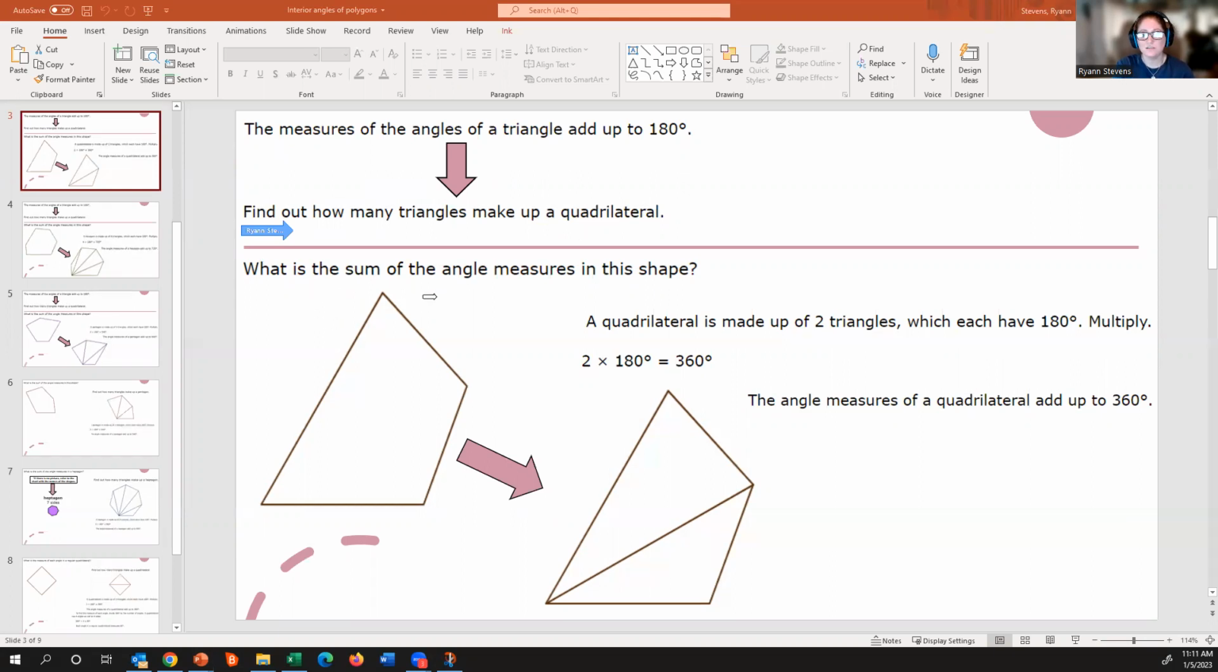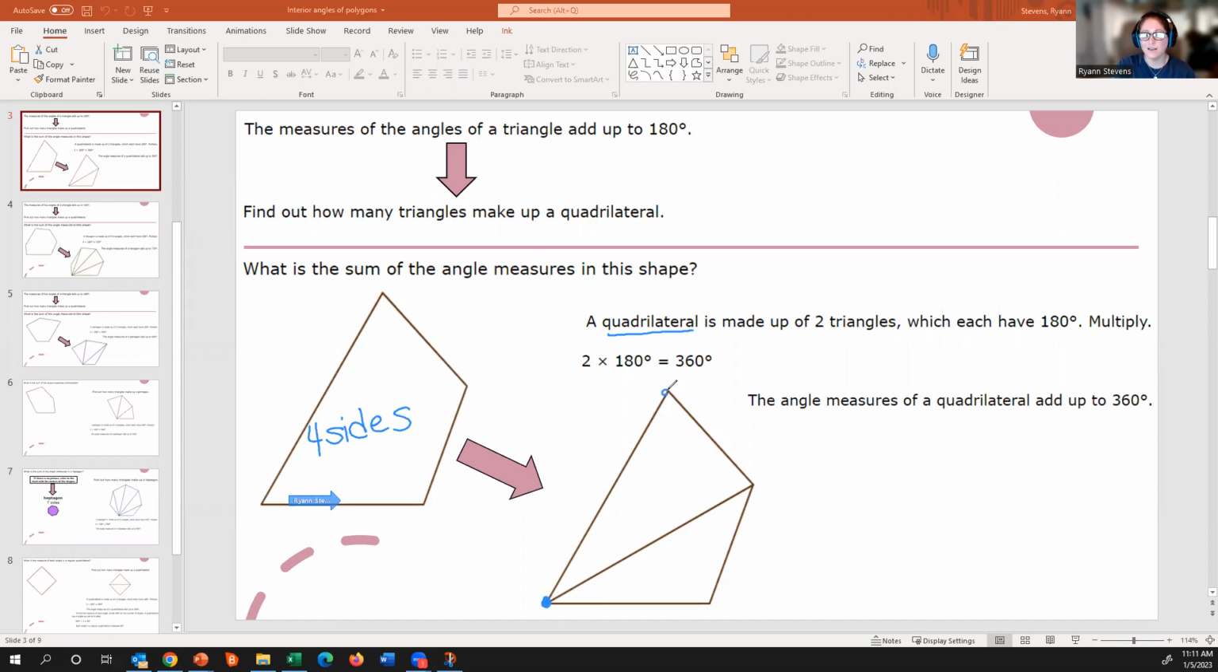So what is the sum of the angle measures of this shape? First thing we're going to do is look at, okay, we've got 1, 2, 3, 4 sides, and that's how we're going to determine that this is a quadrilateral. There are 4 sides. And then when we want to think about how many triangles make up that quadrilateral, we want to start from one corner or one endpoint, and we want to connect it to another endpoint.